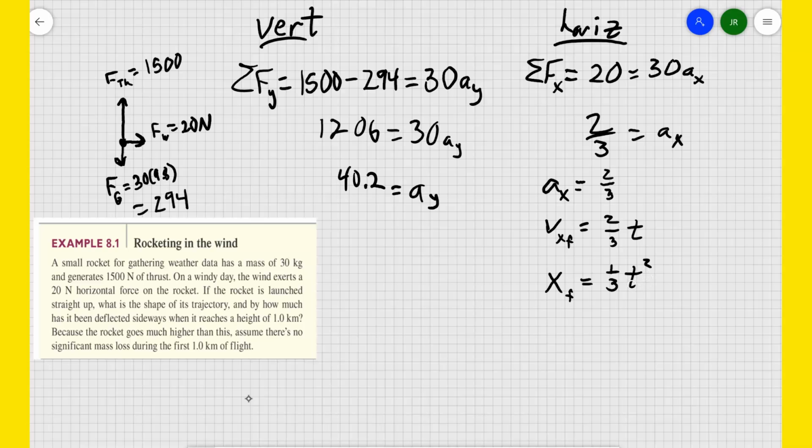So now we know if we want to find the final horizontal position, then what do we need to know? We need to know the time. How can we know the time? Let's go over to the vertical side and see if that can provide that time for us.